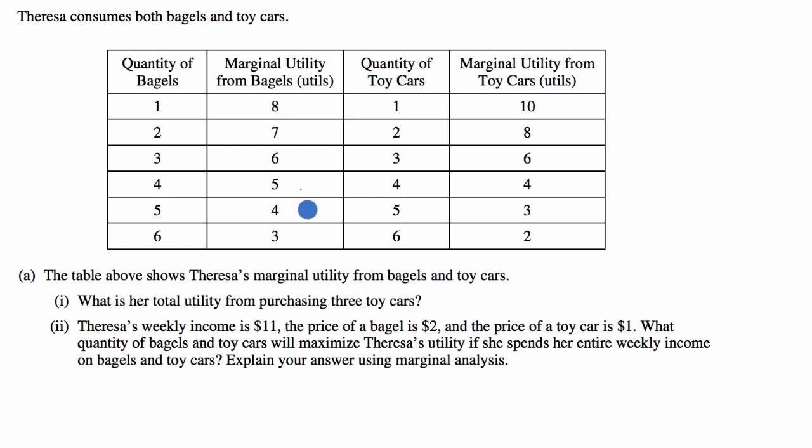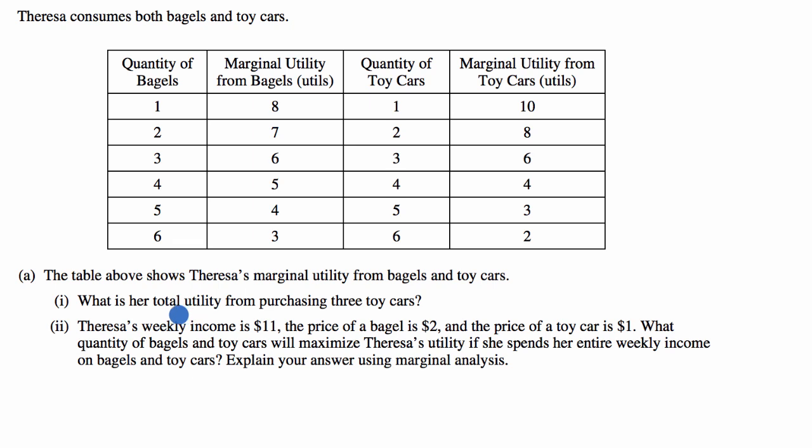So let's just make sure we understand this table here. This says that the first bagel that Teresa consumes, she gets 8 units of marginal utility from that. Then the second bagel, she gets a little bit less marginal utility. Some of her bagel craving has already been satisfied by that first one. And then the third bagel, the marginal utility goes down a little bit, and then that keeps happening for each incremental bagel. And on the toy side, we see that first toy, she gets a lot of marginal utility, 10. And then the next toy gets a little bit less. And then you see that the marginal utility for each incremental toy gets a little bit lower and lower.